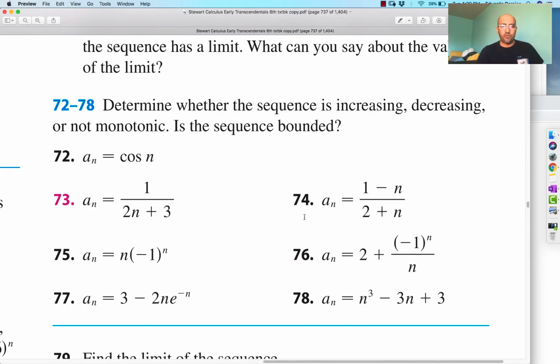Okay, let's take a look at number 74. a sub n equals 1 minus n all over 2 plus n. It says determine whether the sequence is increasing, decreasing, or not monotonic. And then, is the sequence bounded? Those two pieces of information can let you conclude whether the sequence is convergent or divergent, or not enough information.